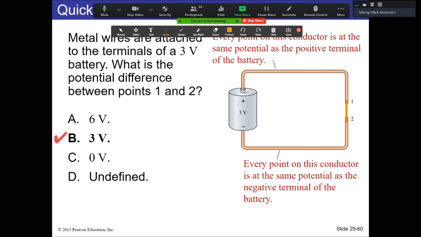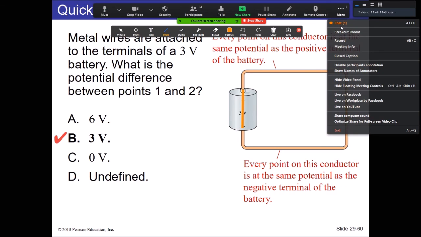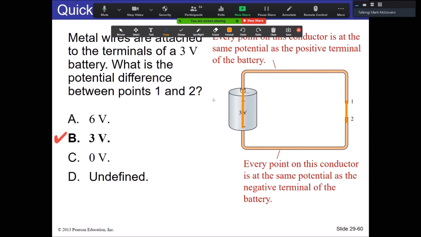The loop is this though. The loop is if I go from the positive terminal all the way around through the negative back to positive. Because if you just go from positive to negative, that's not a loop. You still got this other section right here that you got to do. So if you go from positive all the way around back to positive, it is 0.